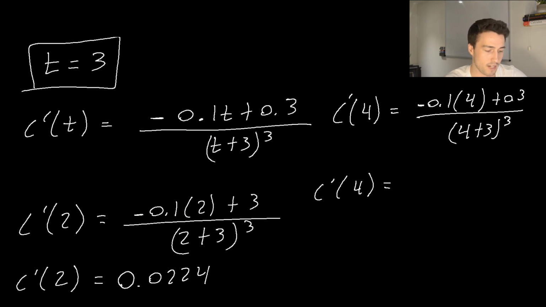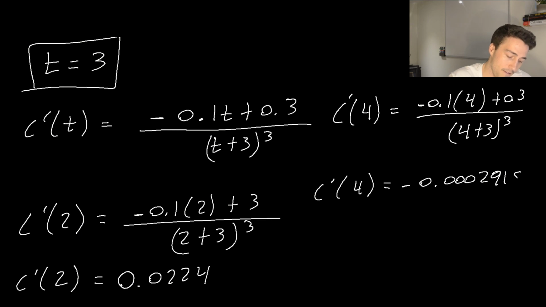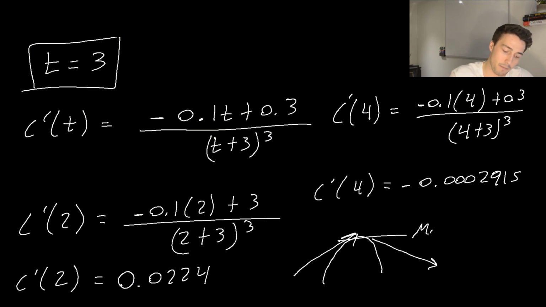So negative 0.1 times 4 plus 0.3 divided by, well, that's going to be 7 to the power of 3. So I now get negative 0.0002915. So now this slope is negative. So it went from a positive or an increasing slope to a negative. So this clearly has to be a maximum that it is approaching. So now we know that at 3 hours, we have a maximum concentration of this medicine in our patient's bloodstream.